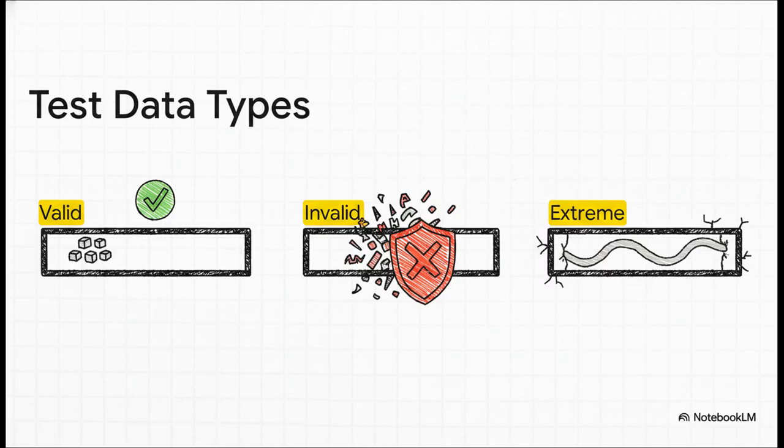First, there's valid data. That's the normal stuff, right? Inputs that should work. Then, there's invalid data. You're trying to trip it up, putting text where numbers should go, or leaving a required field blank. The system should reject it. And then my favorite, extreme data. This is where you push the boundaries. What happens if you enter the longest possible name, or just the number 0? You're testing the absolute limits.